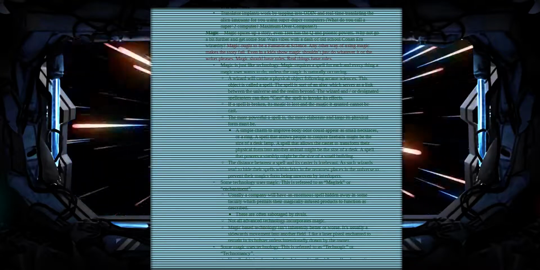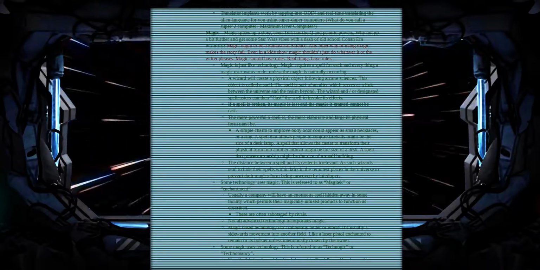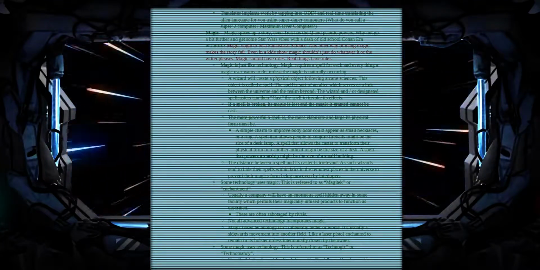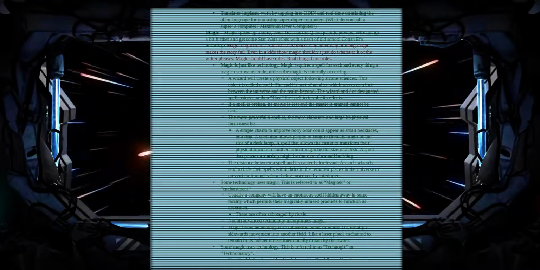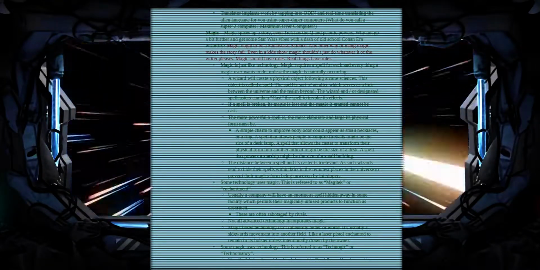So the distance between a spell and its caster, when the caster wants to use it, is irrelevant. Doesn't matter. As such, wizards tend to hide their spells within layered layers in the remotest places in the universe to prevent their magics from being unwoven by interlopers.